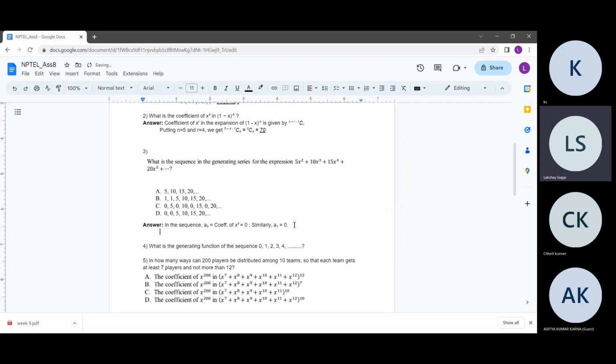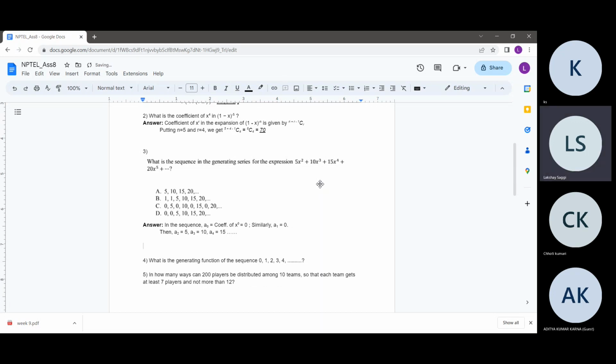Then from the generating function, we can see that a2 will be the coefficient of x squared. So the coefficient of x squared is 5, a2 is equal to 5. a3 equals 10. And a4 equals 15, because the coefficient of x to the power 4 is 15. And so on. So our sequence is nothing but a0, a1, a2, a3, a4, and so on. So a0 is 0, a1 is 0.